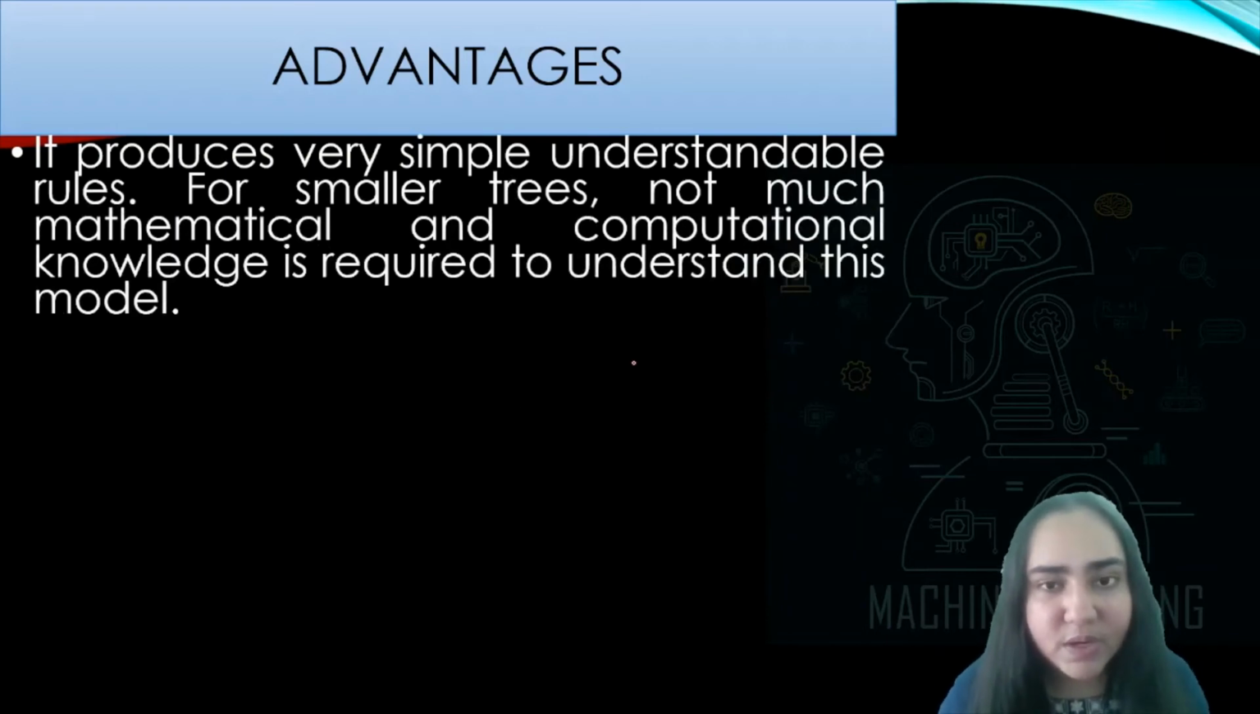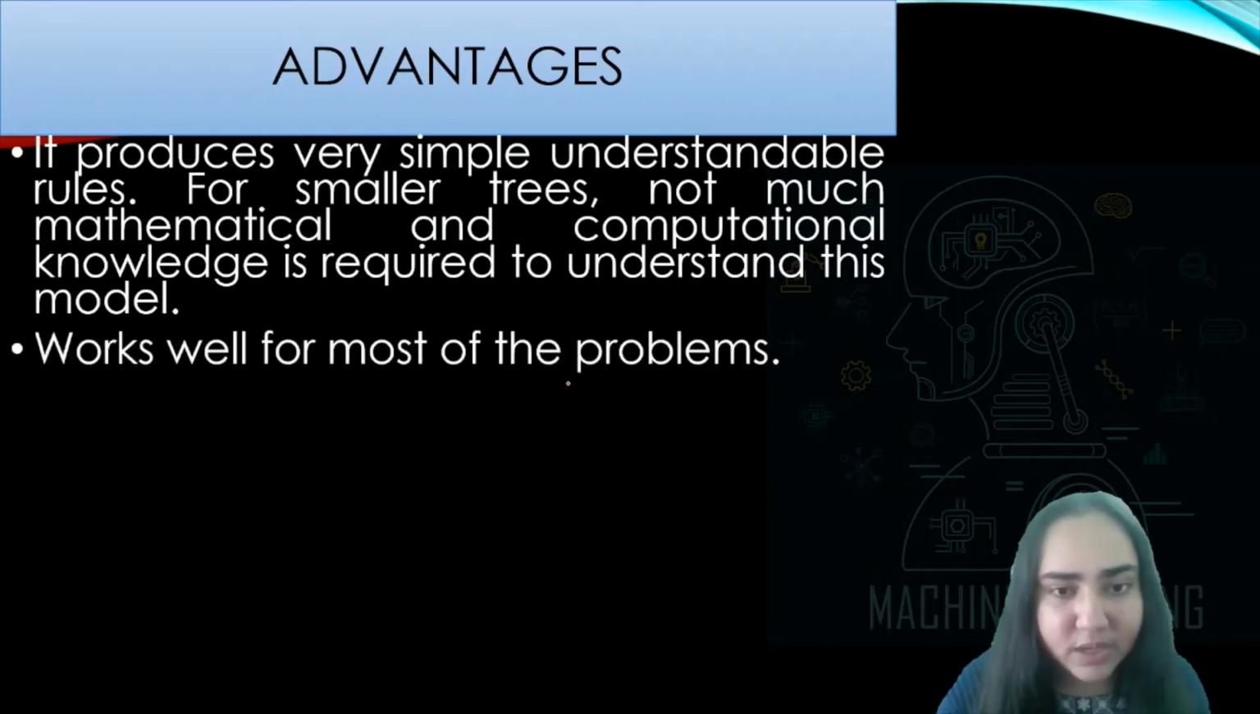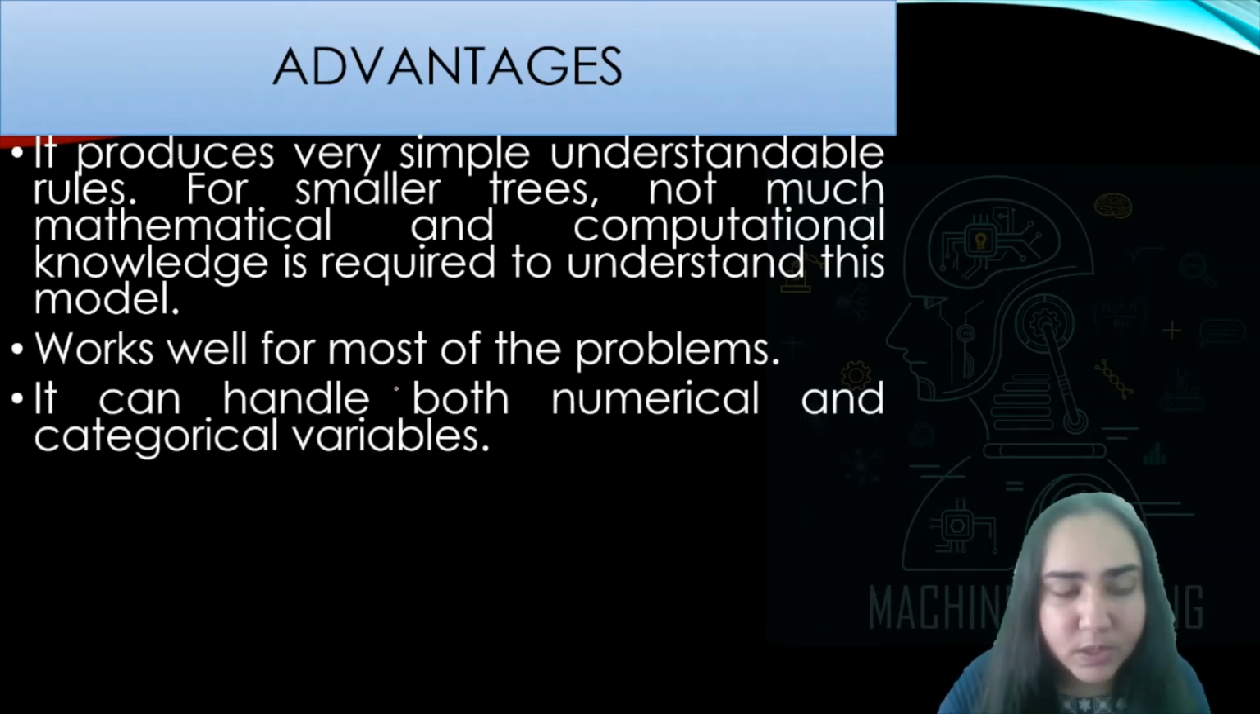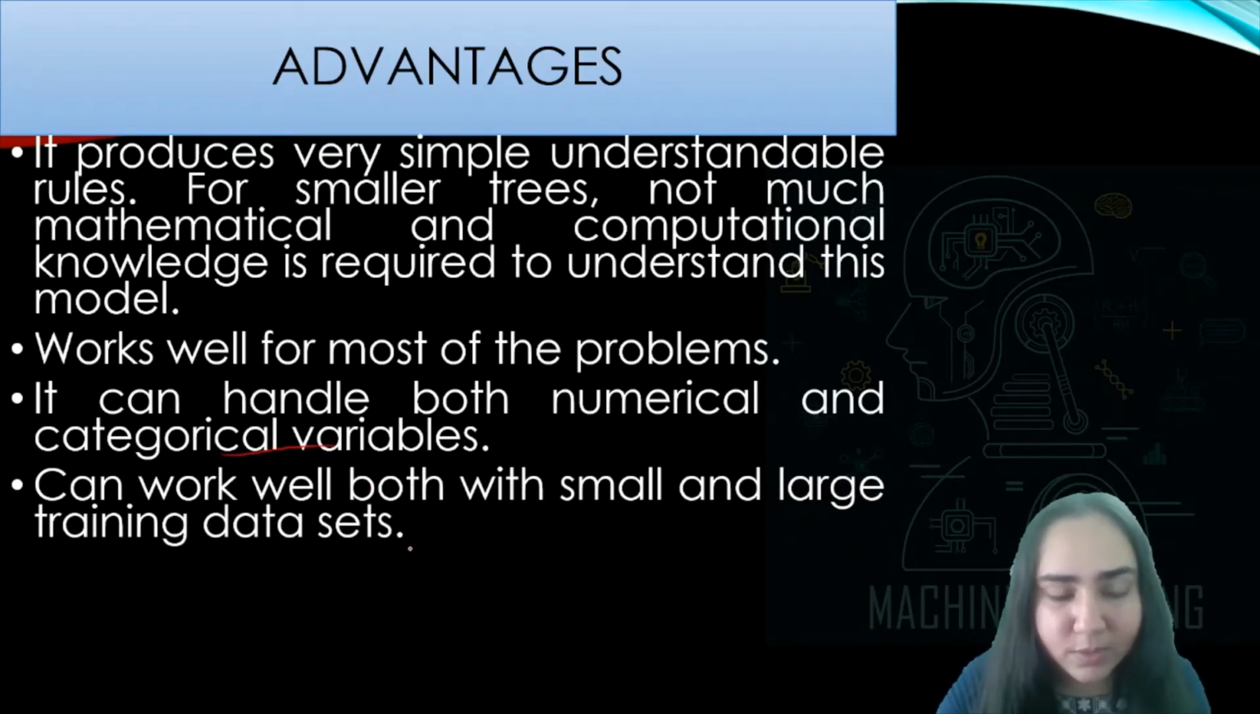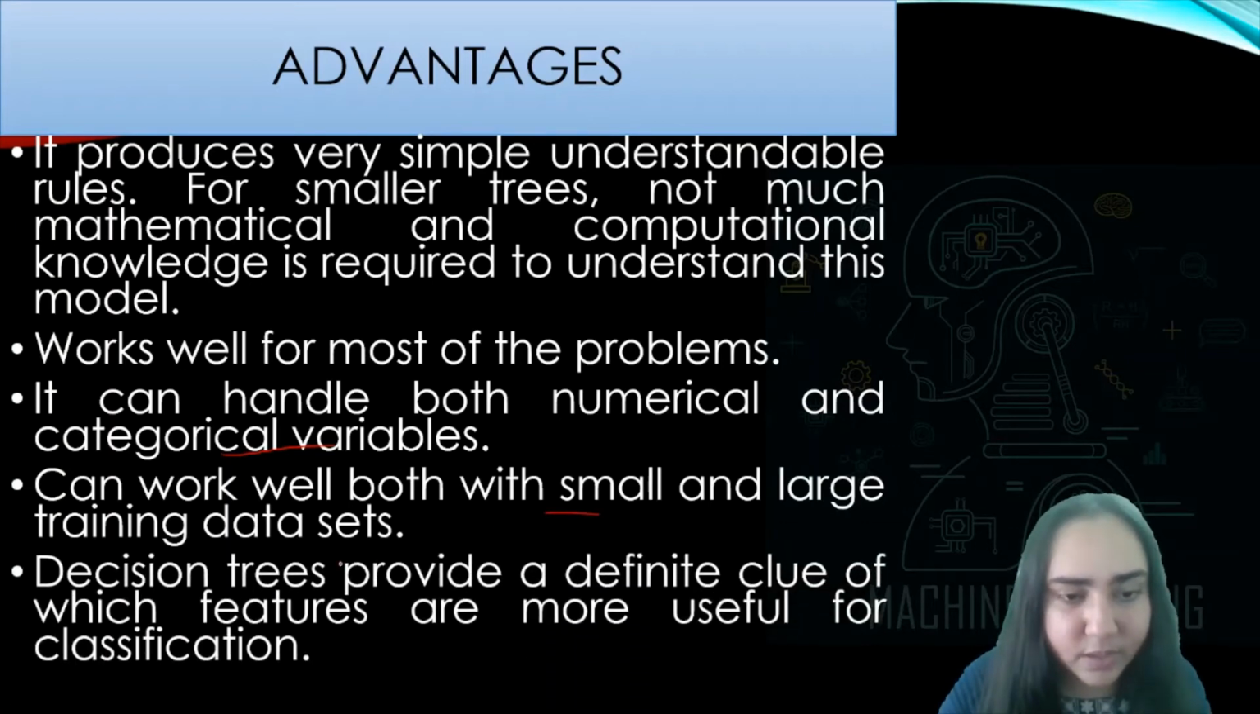So it produces very simple, understandable rules, right? And if there are smaller trees, you do not need much mathematical and computational knowledge to understand this type of a model, and it works well with most of the problems. It can handle numerical as well as categorical variables, and it can work well with a small data set as well as a large data set. It also provides you a definite clue of which features are more useful for classification.